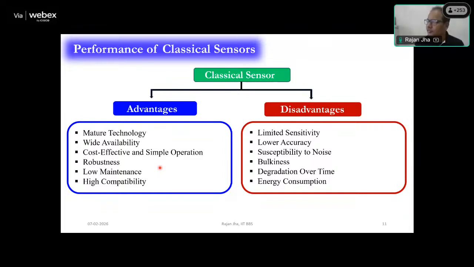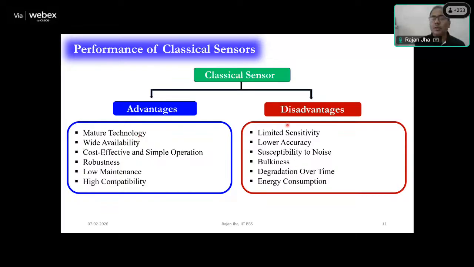Since a lot of research has gone in, we have understood the working principle and operation of those devices. Being classical in nature, you can make them very robust, in that you don't require systems to operate under very stringent conditions. They can work in rugged environments and still work. Since they can work in rugged environments, they require low maintenance, and they are highly compatible with whatever industrial standard we have. But these are the good parts.